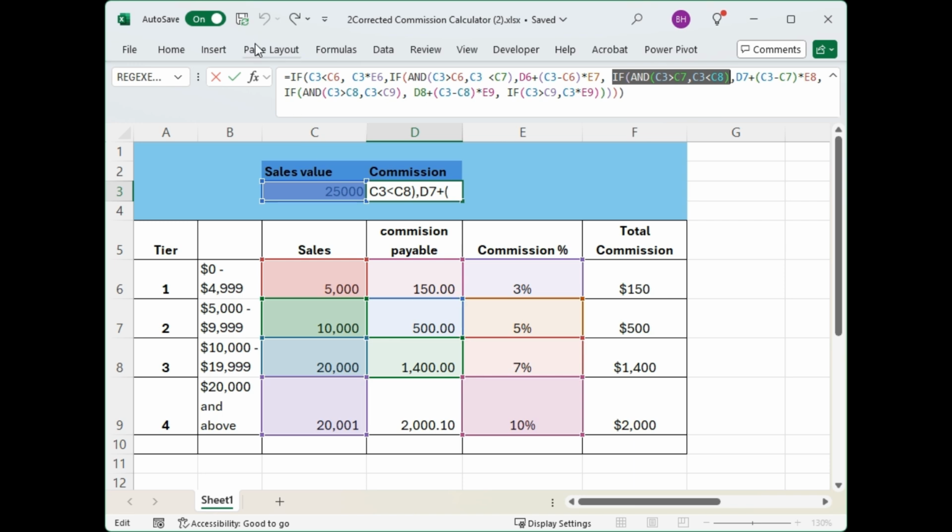And the last one is if C3 is greater than C8, so it's greater than $20,000 and less than C9. And this is not going to happen very often. It's going to do the same. It's going to take D8, which is the $1,400, plus C3 minus C8 times E9. And then if C3 is greater than C9, if it's greater than 20,001, then you're just going to multiply it by the 10% in the E9 here.